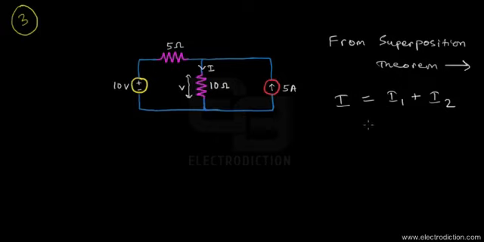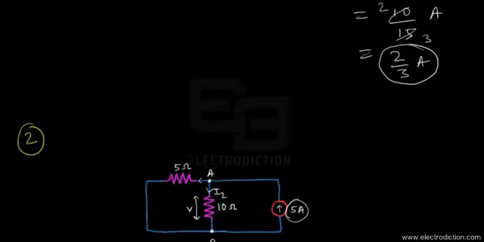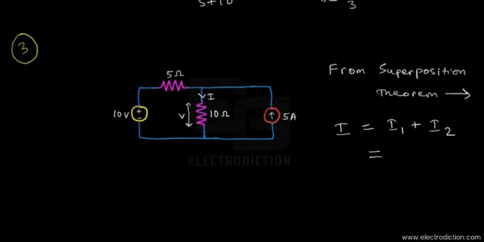Let's put in the values. I1 is about 2/3 of an ampere, and I2 is about 5 by 3 amps. If we add them together, we get about 7 by 3 amps. Let's keep it that way and not go into the decimal part.